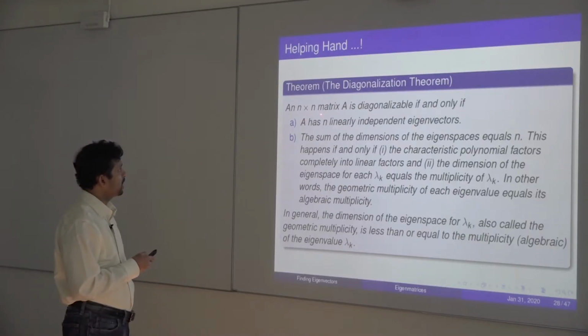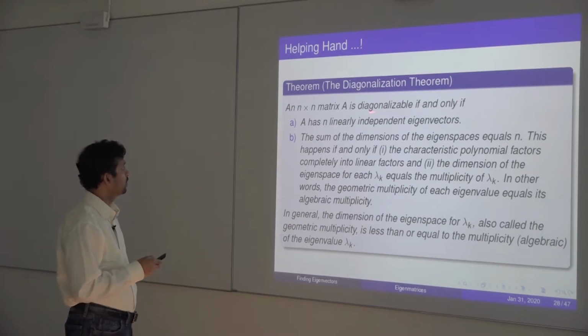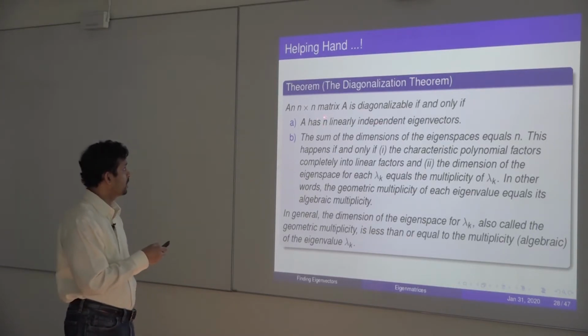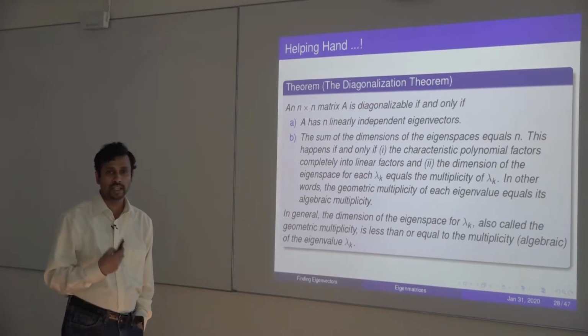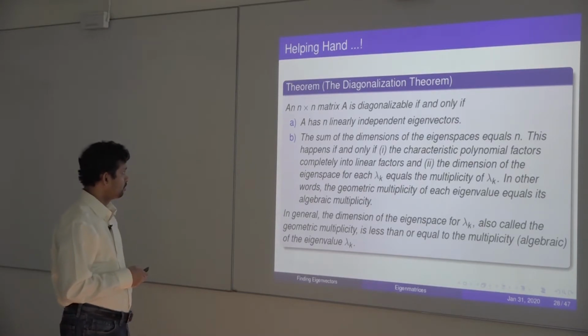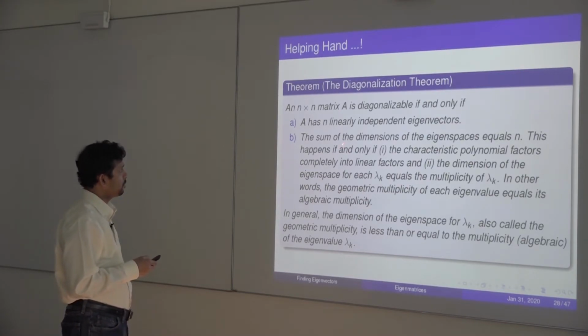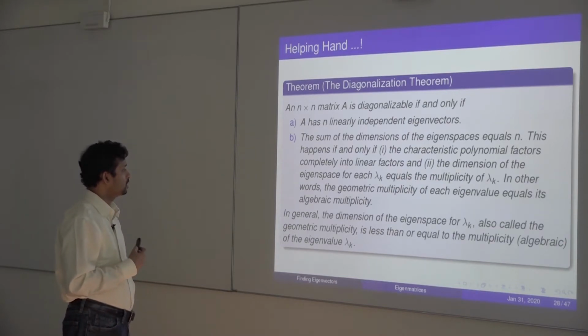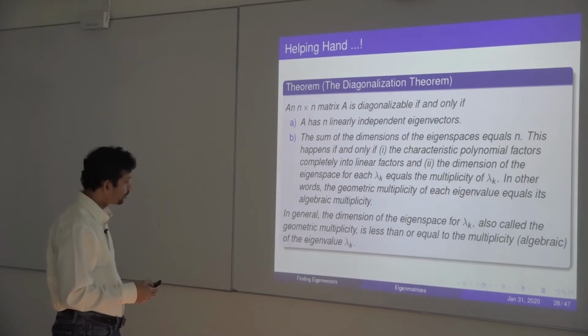So what it says: an n by n matrix A is diagonalizable if and only if A has n linearly independent eigenvectors. Remember, it has to match, n and n. So if it has n linearly independent eigenvectors, then you can diagonalize the matrix. And then the sum of the dimensions of the eigenspaces equals n. So that's one of the conditions. Under those conditions, we can diagonalize a given matrix.